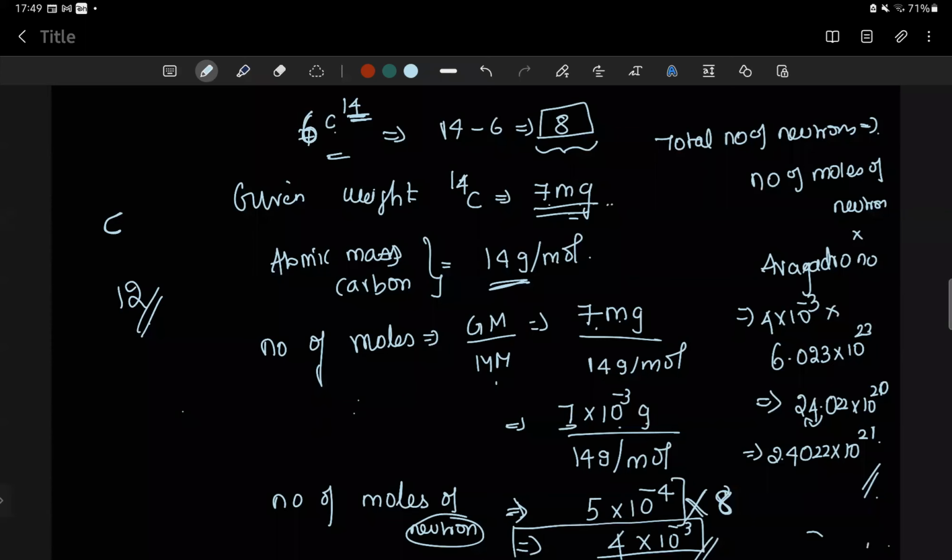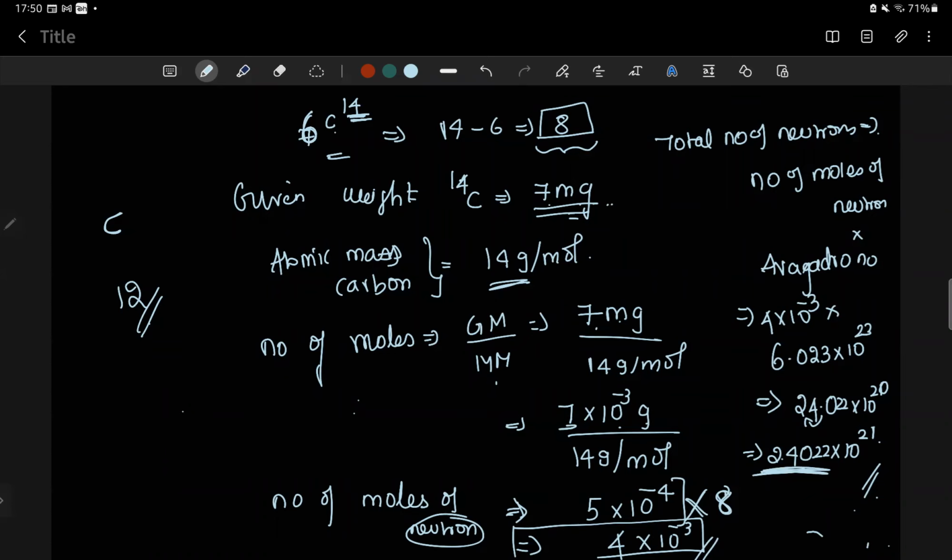Now, coming to the next one. Everyone got this problem? Any doubt in this problem? No, ma'am. Okay. Now, what is the last part? Assume that the mass of a neutron is 1.675 into 10 to the power minus 27 kilograms. So now we have calculated the total number of neutrons. Now we have to calculate the mass of the neutrons. They have already given the mass of one neutron.